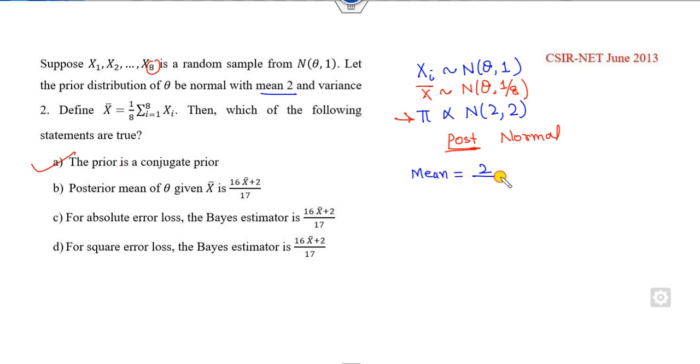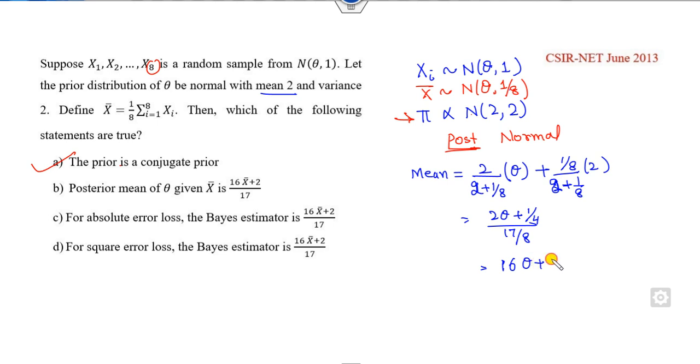What is the mean? The mean is 2 over 1 plus 8 into theta plus 1 over 8, a weighted average of this. So 2 plus 1 over 8 of 2. What is the LCM? 16 plus 1, 17 over 8 is the LCM. It is 2 theta plus 1 over 4. Because I can take the LCM 8, it will be 16 theta plus 2 over 17. What is theta? The sample mean, Xi over n, n is 8, which comes to be x bar. So this expression, 16 x bar plus 2 over 17, is my posterior mean.